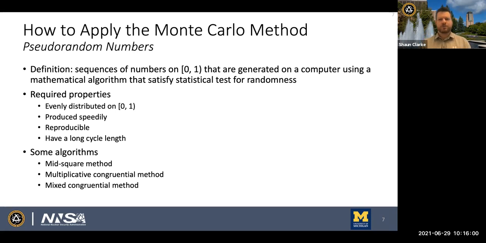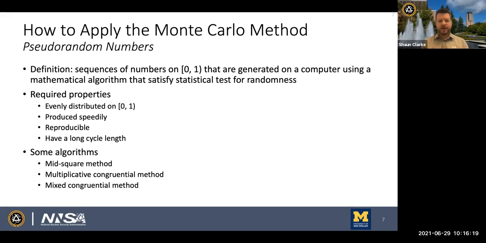You can look in, if you use Python or MATLAB, even Excel has a random number generator built into it. If you just type the word rand, I think it works in Excel or MATLAB, and it'll make random numbers, and you can look that up in the manual, and it'll tell you the cycle length. It'll tell you which algorithm it uses.